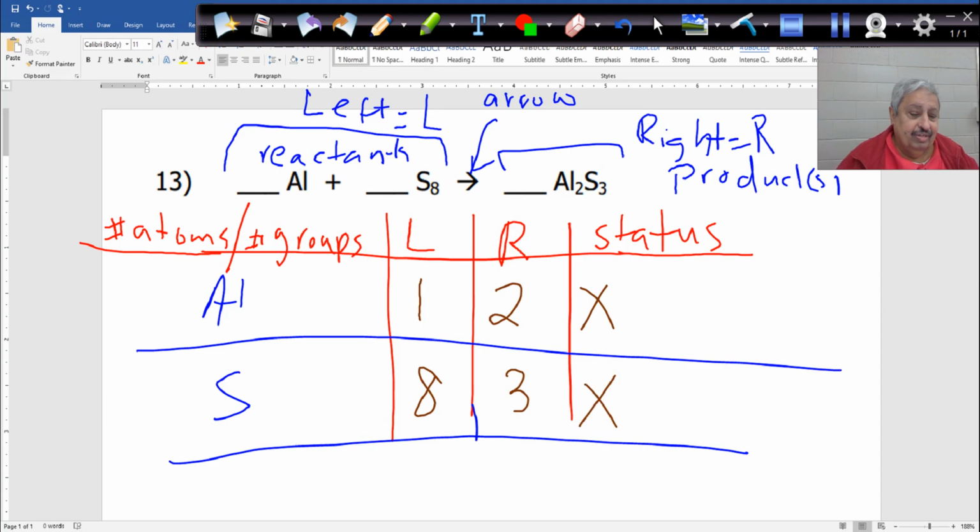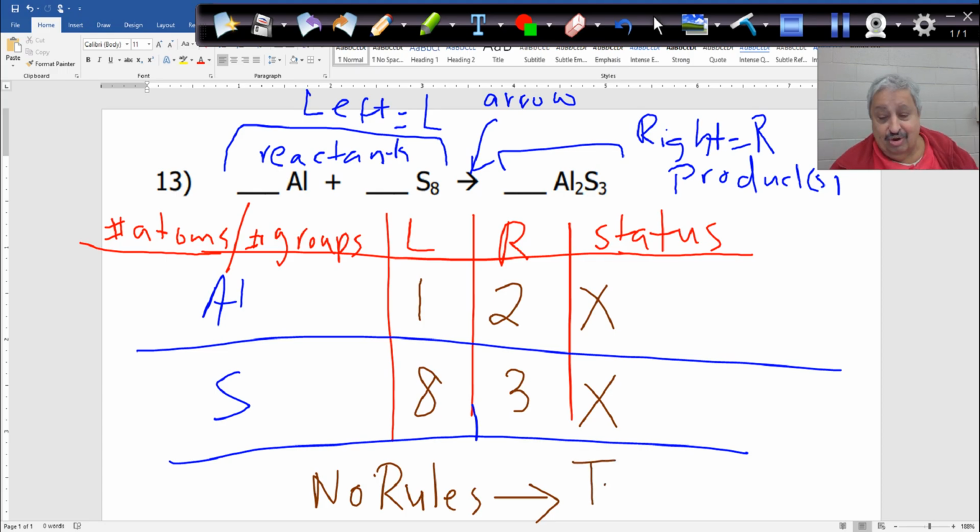So, the good thing is there are no rules. If you have something without rules, it's very nice, correct? You don't have to memorize. No memorization, no rules. So what does it say? Always trial and error. Keep trying until the number of atoms on the left equals the number of atoms on the right, and the number of groups on the left equals the number of groups on the right.